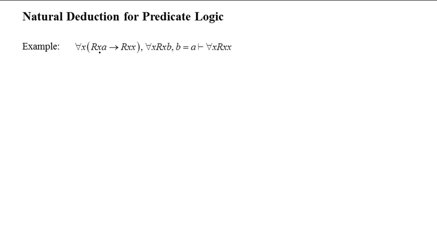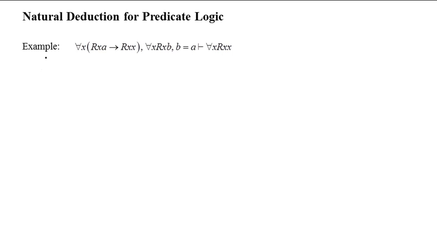So here's an example. We have for all x, Rxa implies Rxx. We have for all x, Rxb. We have b equals a. Those are our three given formulas, and we need to prove for all x, Rxx. This is relatively straightforward, but let's go through the steps and see how this works.